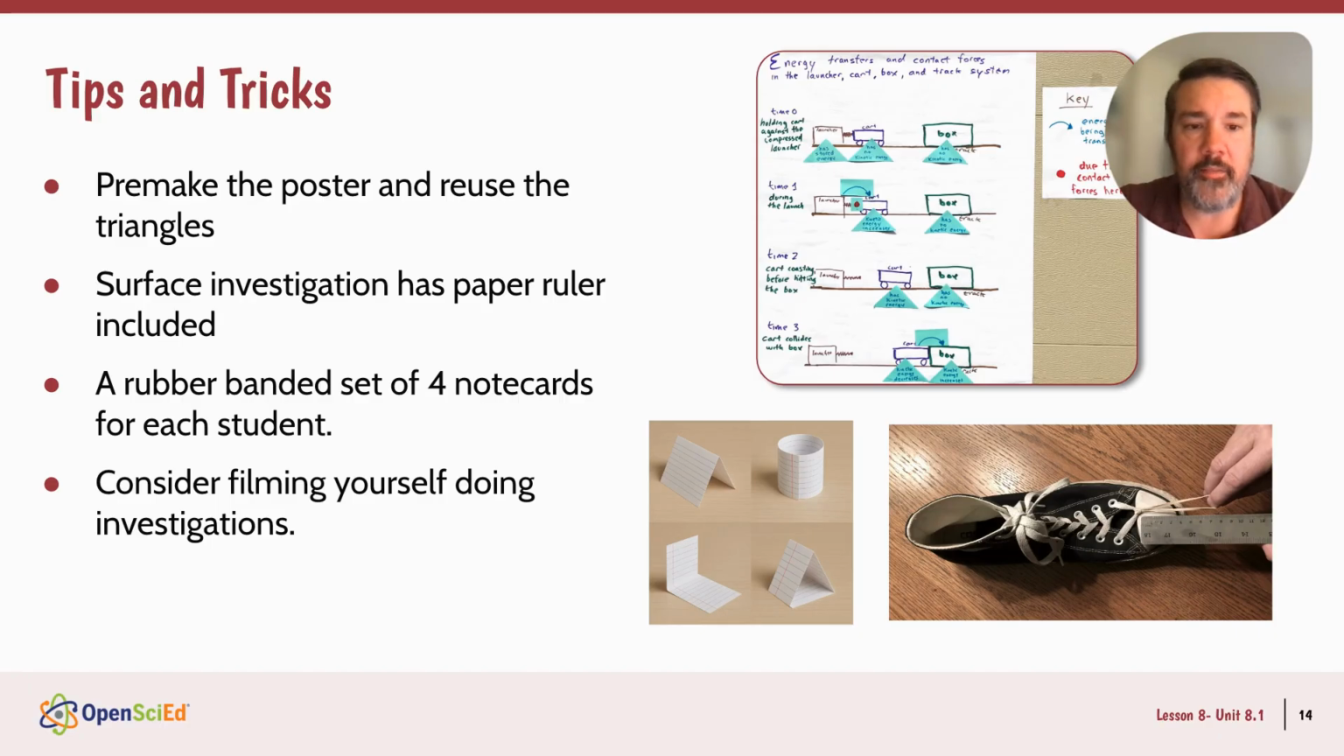When the kids are doing the investigations at home, if they do the surface investigation, it does include a paper ruler in the handout. So you don't need to supply the kids with rulers. They can obviously use a metal or a wood one if they happen to have one at home. But if they don't, there's a paper one included for them to measure how much that rubber band stretches out. And so the best way to really prepare kids to do this at home is to just hand them 4 note cards with a rubber band around them. That way they could pick either investigation. They'll have all the materials that they need. If you try to hand students just a rubber band or just note cards, likely they're going to get lost between the time school ends and the time they get home.